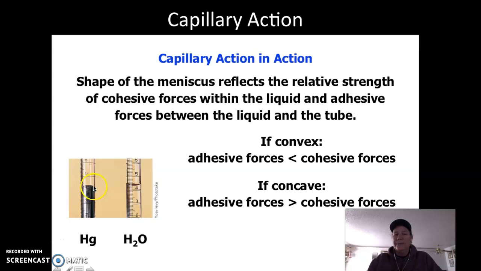Here, we'd read it up here. Okay. And again, cohesive forces and adhesive forces are just in the capillary action of whatever your substance is.